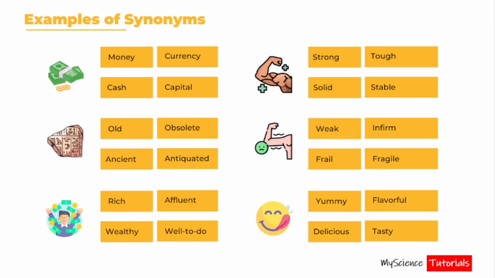You can also use tasty. Wow, this is so tasty. The spaghetti bolognese is very tasty. It is very delicious. It is very flavorful, or it is very yummy. So these are some examples of words and their synonyms, which also mean the same thing. And this gives you more control over your English and how you express yourself among your peers or your colleagues.